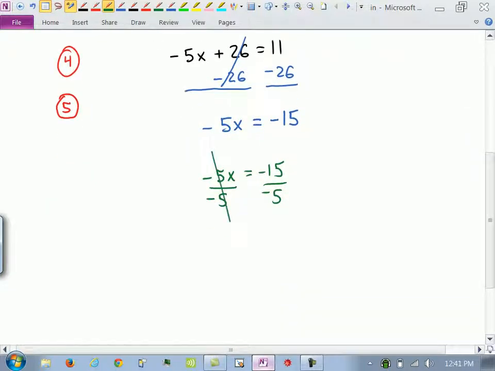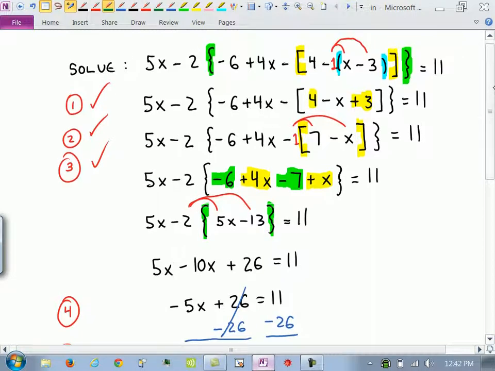The negative 5 over negative 5 is a 1. So it just becomes 1x, which is x. Negative 15 divided by negative 5 is positive 3. So the answer is 3. Well, we think it is. Step 6 would be to check it. And how do we check it? You've got to go all the way back up to the top and replace all of your x's with 3's and see if it turns out to be true.